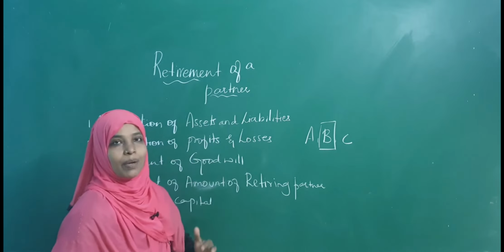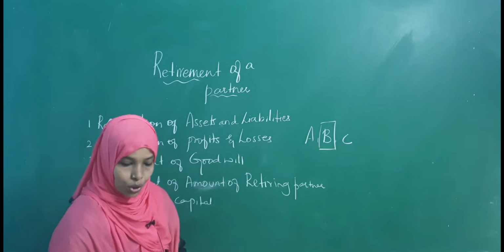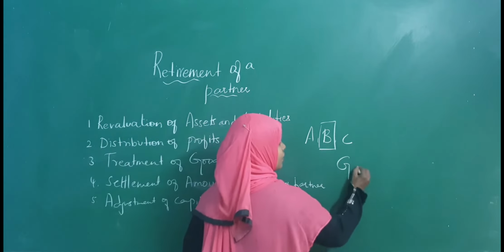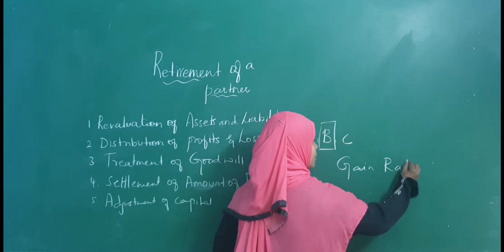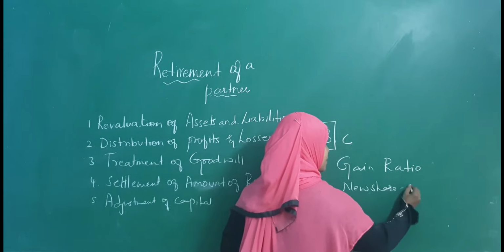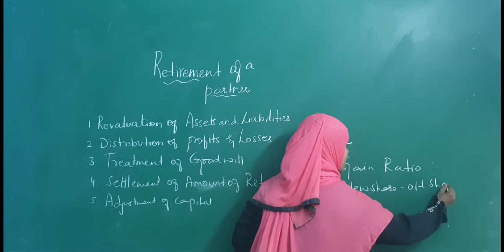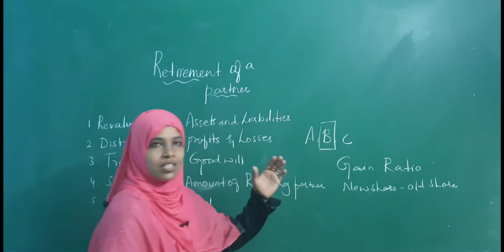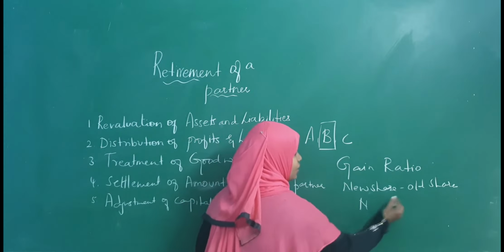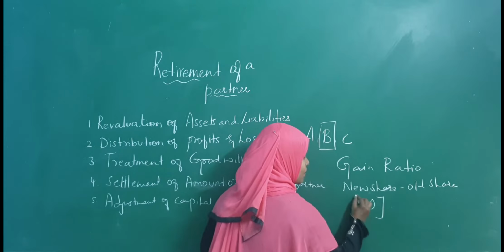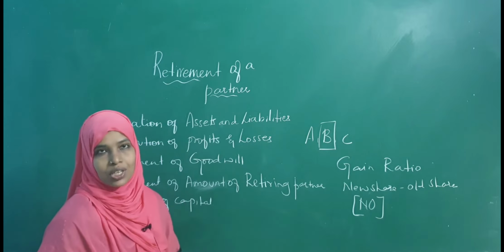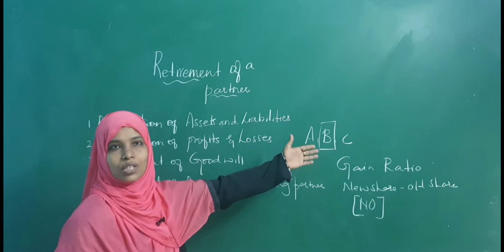In the retirement of a partner we are going to do gain ratio. The formula for the gain ratio is new share minus old share. Okay. Gain ratio, new share minus old share. You can write this formula in the simplest way also: new is N, old is O, that is NO. You can remember it this way. The formula for the gain ratio is new share minus old share. The sums later on we are going to do based on this.